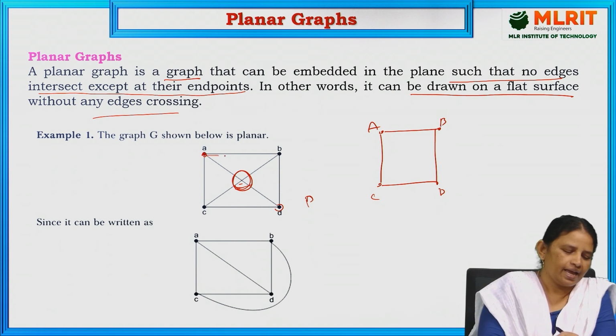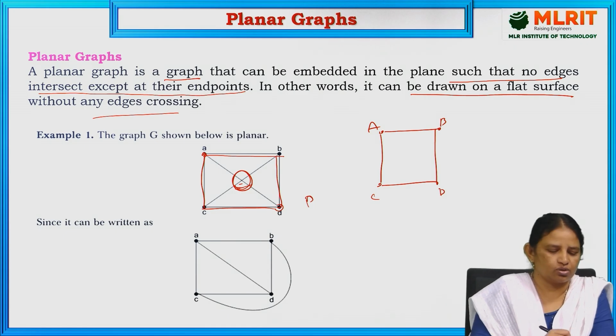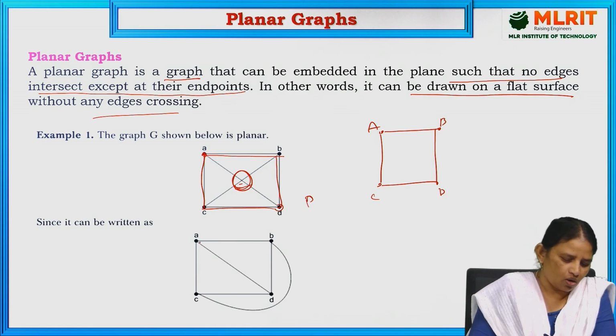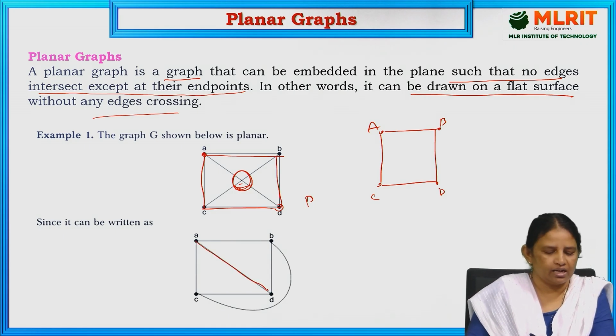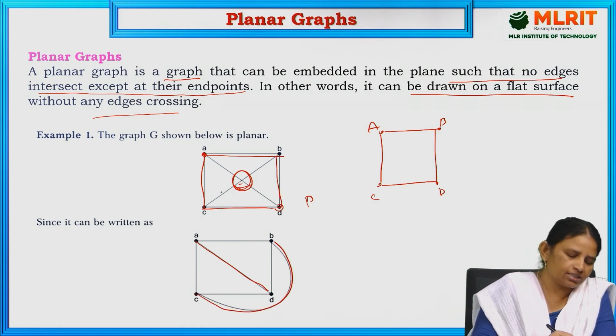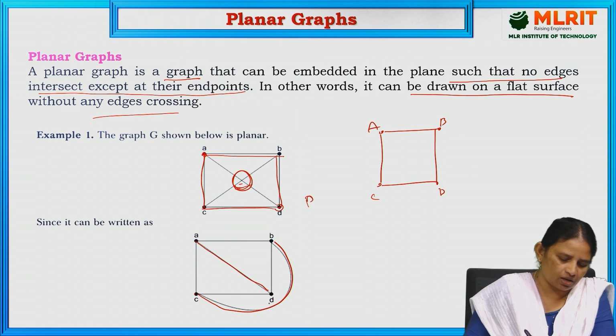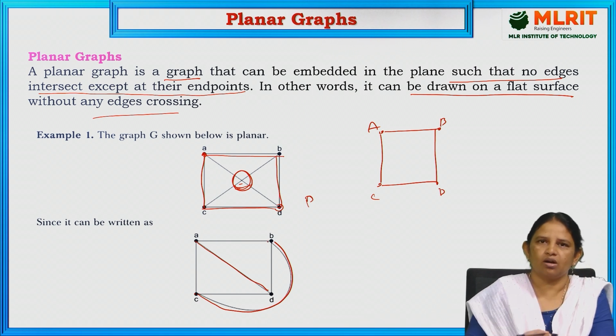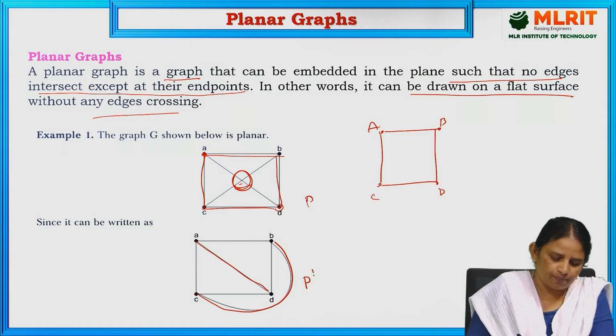Here there is A to B, no edge crossing, B to C, no edge crossing, C to D, no edge crossing, A to C, no edge crossing. Then again we have to draw A to D. Then again C to B. If you draw from C to B here, edges are crossing, so you have to draw that edge from C to B from outside of the graph. We can draw from C to B outside of the region without changing the meaning, and then it is called a planar graph.